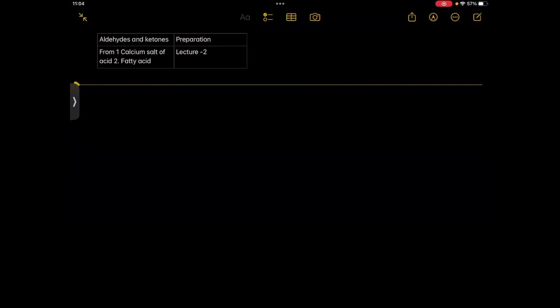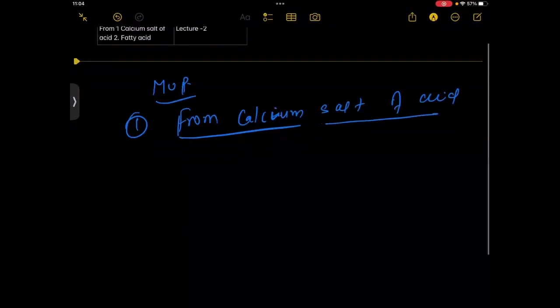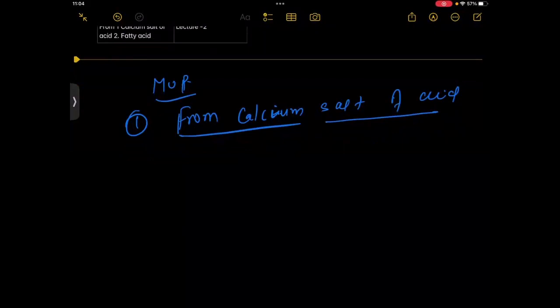So let's start. This is lecture number 2. The first we are going to understand here is the method of preparations, and the first we will understand here from calcium salt of acid, right? From calcium salt of acids, and then how, see here, we'll take here 2 moles of formic acid, okay, and which is reacted with the calcium hydroxide.